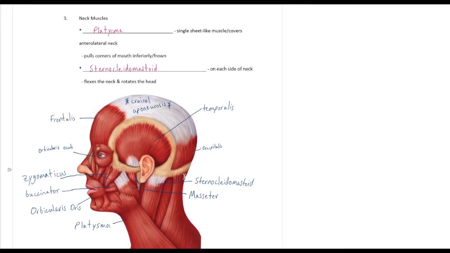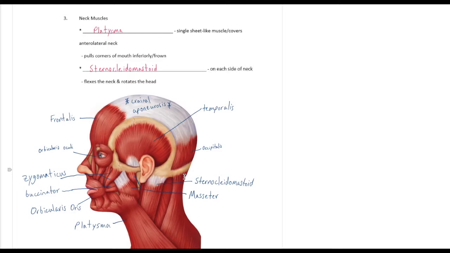So we have our platysma, and it's going to be a single sheet of muscle that covers the anterior lateral part of the neck. It's going to pull the corners of the mouth inferiorly to create a frown. And then we have one of my favorite muscles, the sternocleidomastoid muscle. And on each side of the neck, it's going to flex the neck and rotate the head.